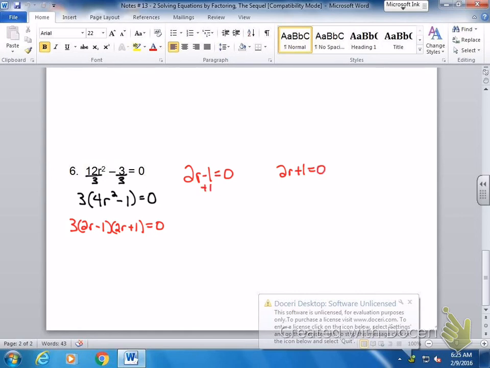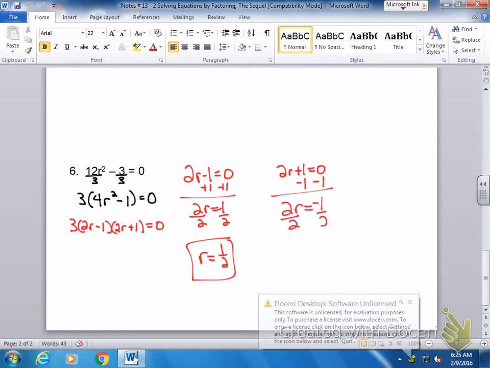I add 1 to both sides on the first one. I get 2r equals 1. I divide both sides by 2, and one of our solutions is 1/2. I subtract 1 from both sides in the other one. I get 2r equals -1. I divide both sides by 2, and I get our second answer, which is r equals -1/2.